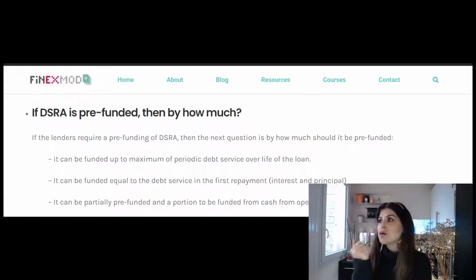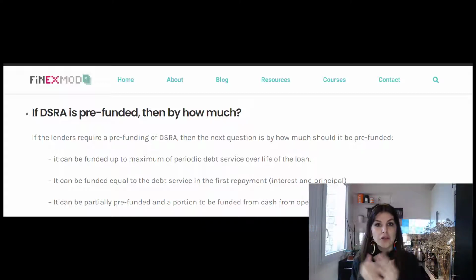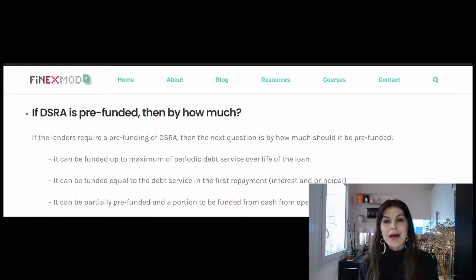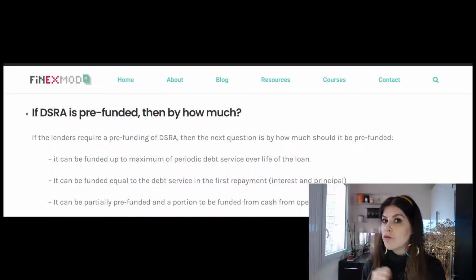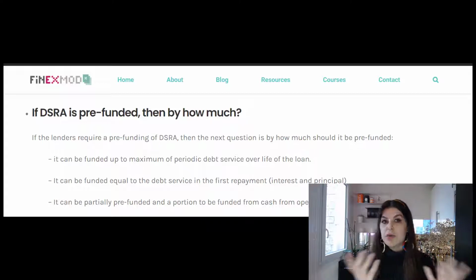much? Okay, so there are different possibilities. They might ask you to fund it. Typically, the requirement is that you fund it up to the first principal and interest repayment. So for example, if the debt is to be repaid on a semi-annual basis, you're going to have to look at your debt service repayment profile, take the first one, and size the debt service reserve account that is going to be pre-funded up to the first 6 months of interest plus principal.